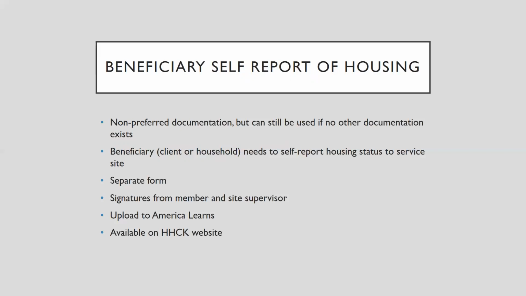It would be uploaded to America Learns. So if you use this option or the option on the last slide, you'll have to include that when you upload the performance measure form for the second time. So if you check that box on the performance measure form, this document needs to be uploaded or the service site document needs to be uploaded. If you choose lease or mortgage, those two do not have to be uploaded.